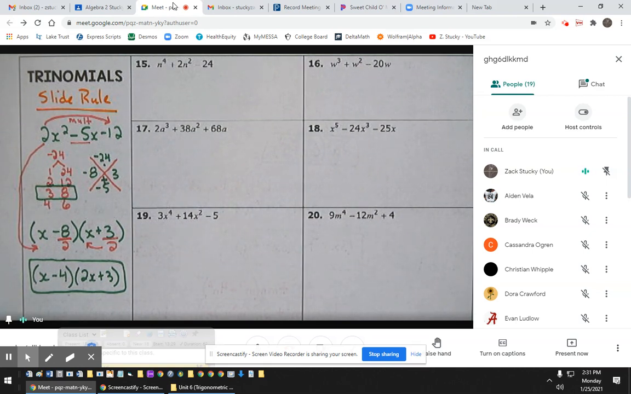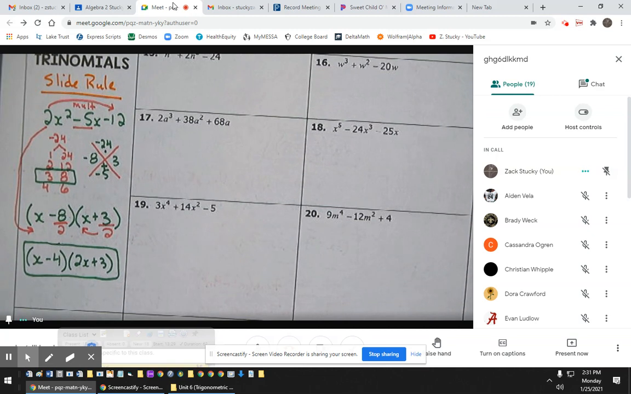So people who are remote, you don't have to stay on any longer. People who are here, you're stuck until the bell.